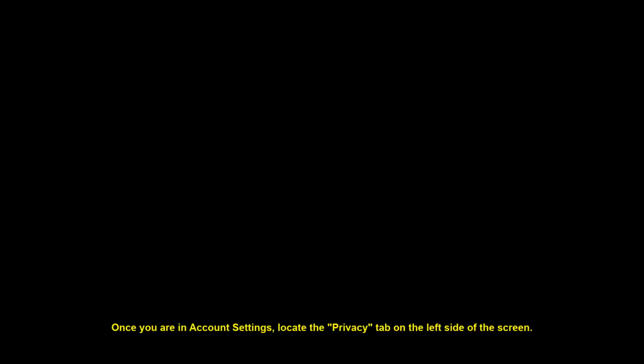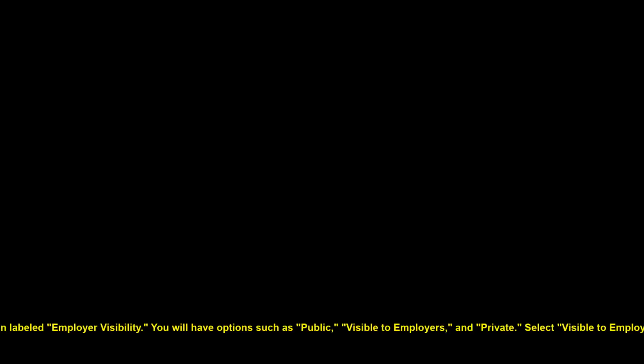Once you are in Account Settings, locate the Privacy tab on the left side of the screen. Click on the Privacy tab to access your visibility settings. Here, you will see options for controlling who can view your profile. To control employer visibility, look for the section labeled Employer Visibility.